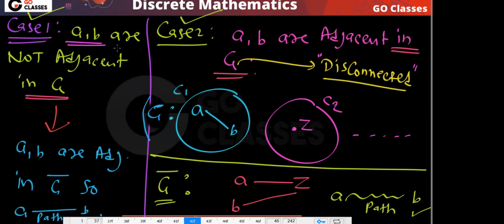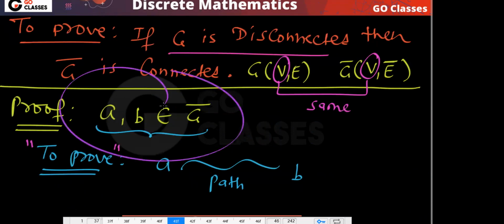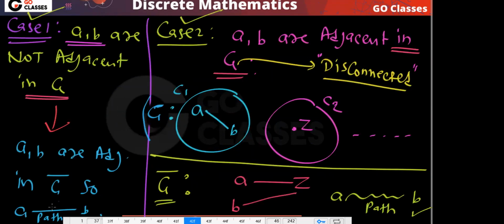So whatever case you have, case 1 or case 2, in G bar for every two vertices we have a path. Whatever two vertices you take in G bar, they have a path. So I can say G bar is connected. Is this clear to everyone? This proof, did you understand?